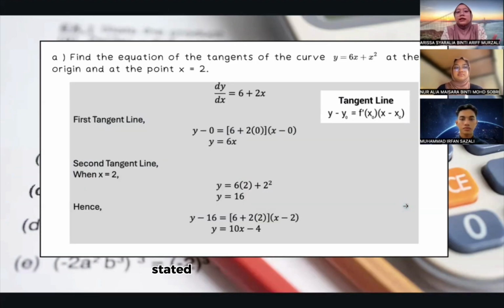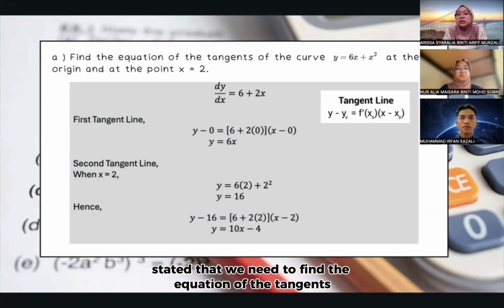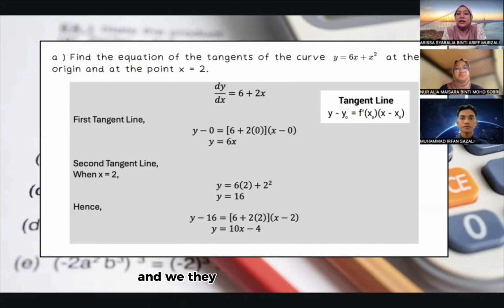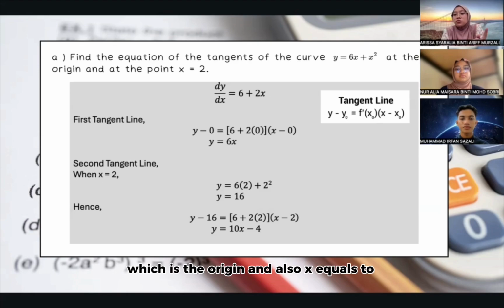The first part states that we need to find the equations of the tangents. They give us 2 points here, which are the origin and also x equals 2. So there are two tangents for this question.